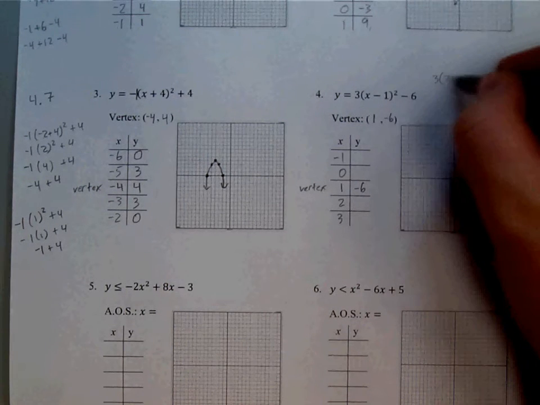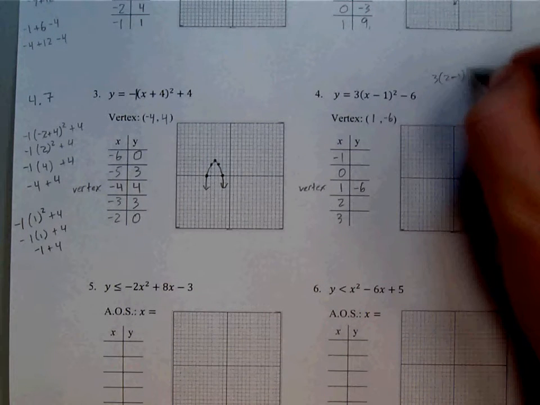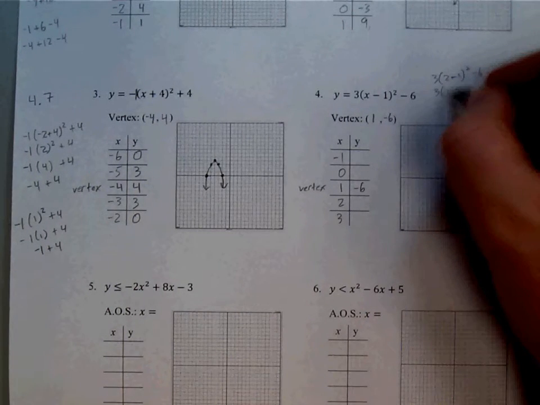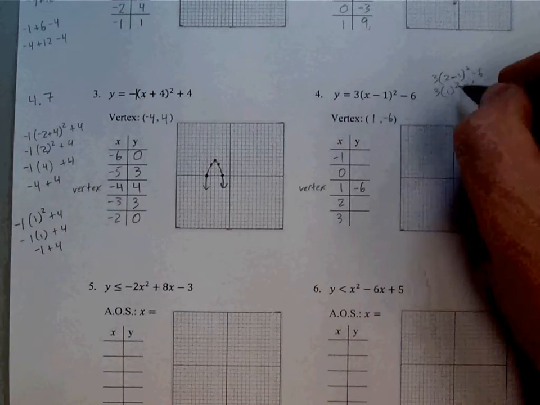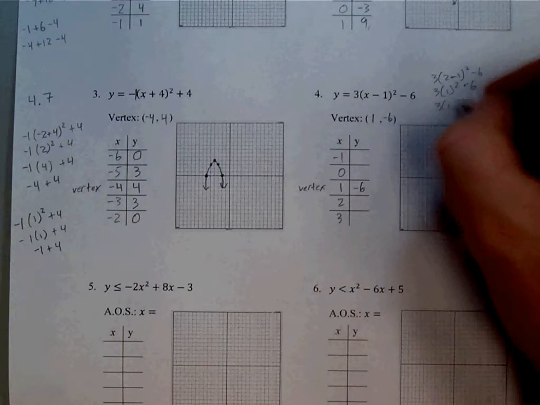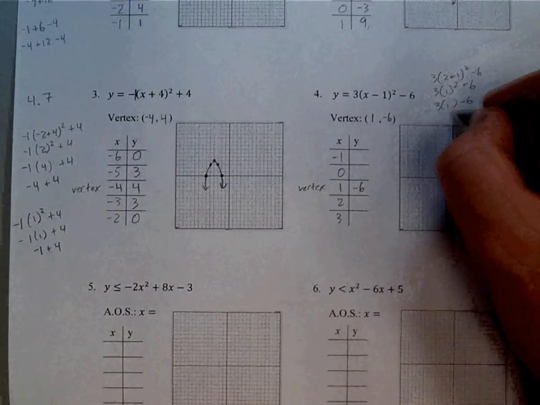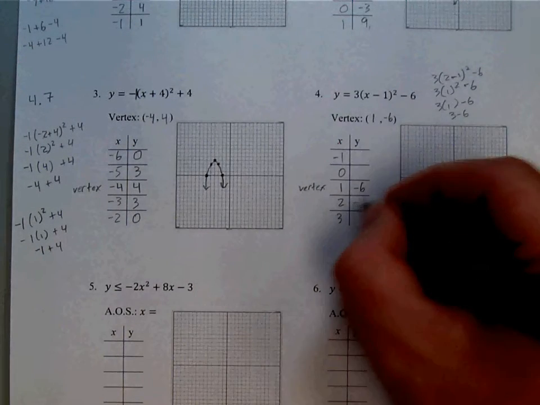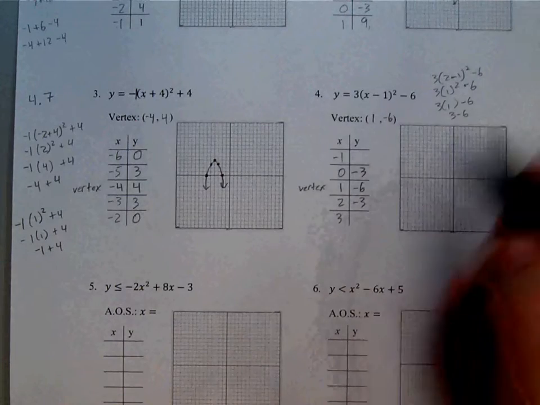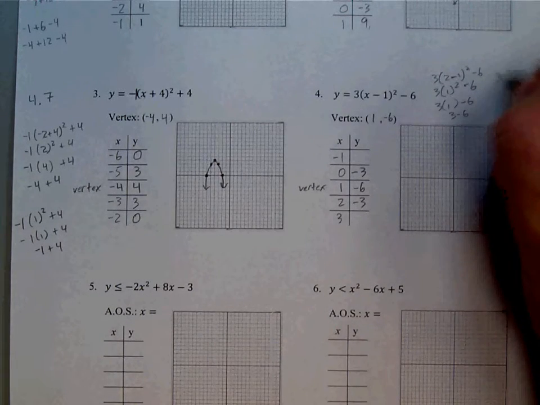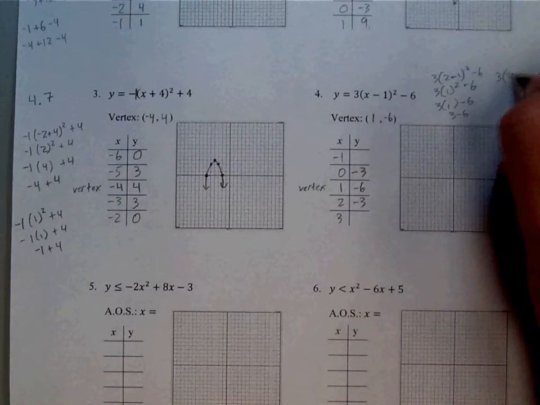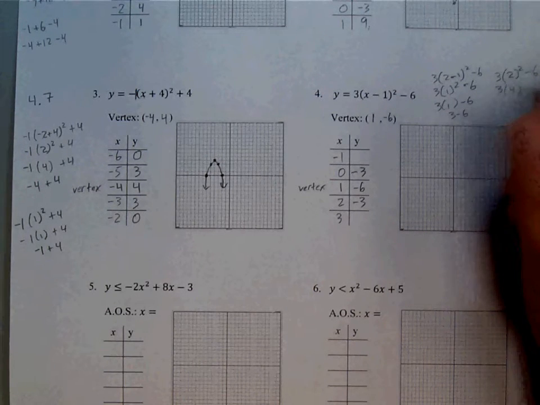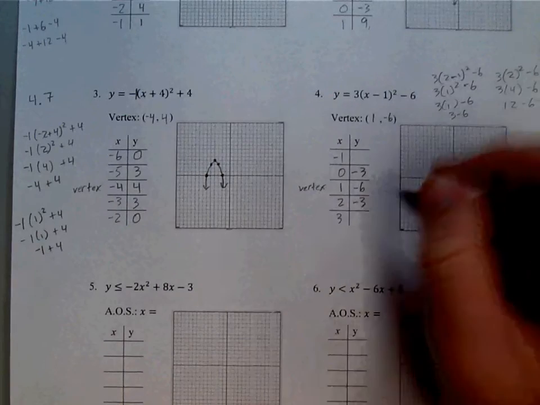So 3 times 2 minus 1 squared minus 6. 2 minus 1 is 1. 1 squared is 1. 3 times 1 is 3. 3 minus 6 is negative 3. So when I plugged in 2, I got negative 3. Let's plug in 3. 3 minus 1 is 2. Square that. It's 4. So it's 12 minus 6 is 6.